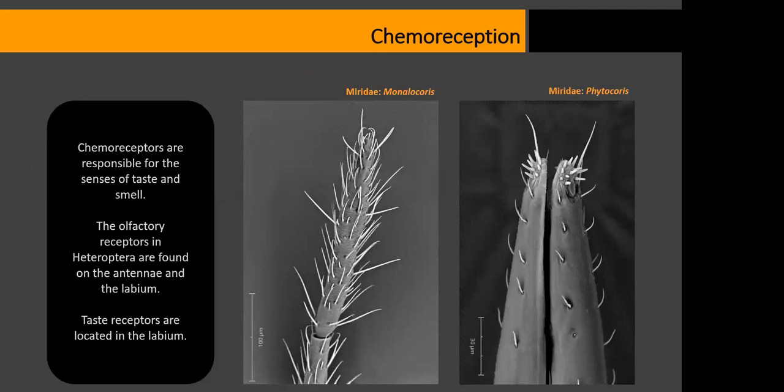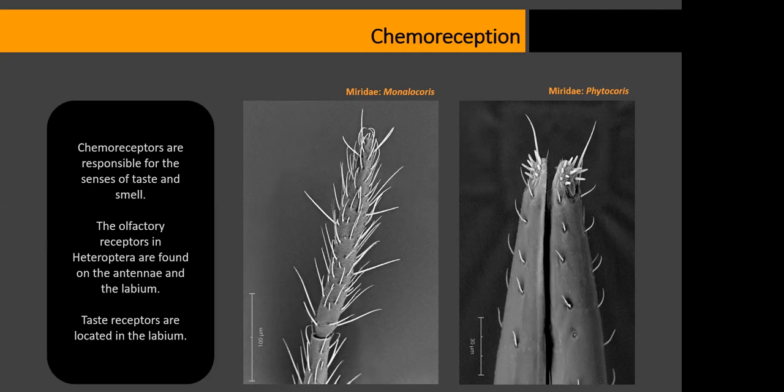Chemoreceptors are responsible for the senses of taste and smell in insects. The olfactory receptors detect gaseous chemicals, and the taste receptors detect substances dissolved in water, even on dry surfaces. To detect chemical substances in the air, the sensillum must have pores on its surface through which molecules can enter the interior, where the dendritic ends are located.